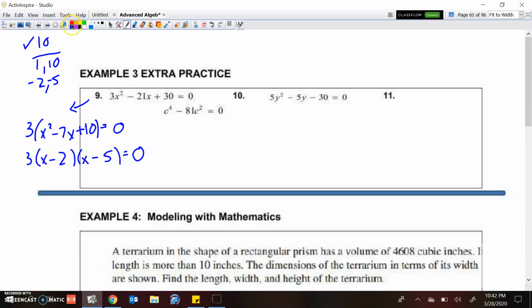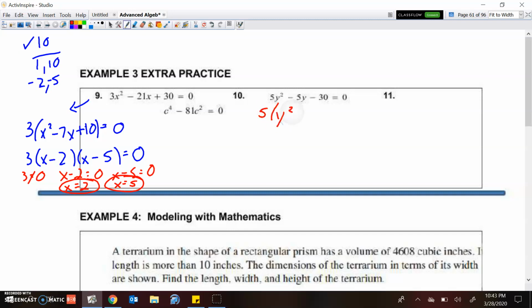And now we're going to set each of these equal to 0. So 3 equal to 0, x minus 2 equal to 0, and x minus 5 equal to 0. This time it's just a 3, not a 3x, so 3 doesn't equal 0, so that one's irrelevant. X minus 2 equals 0, I add 2 to both sides, and I get x equals 2. X minus 5 equals 0, I add 5 to both sides, and I get x equals 5. So my answers are 2 and 5. If you graph that on Desmos, you would see that's where it crosses the x-axis. Okay, number 10, this one right here, I'm going to factor out a GCF of 5.